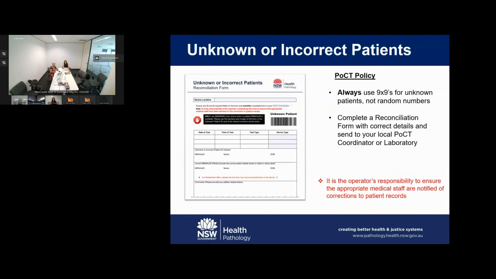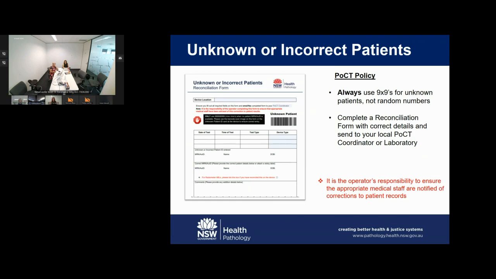And in the event where you don't have an MRN or the patient's identity is unknown, you can use 99 numbers for entering the details into the blood gas analyzer or into your equipment. It is important that you do use the 9 series, and then you do have to complete the reconciliation form with the correct details and send to your local coordinator or laboratory so that the correct results can be assigned to the correct patient in their records.